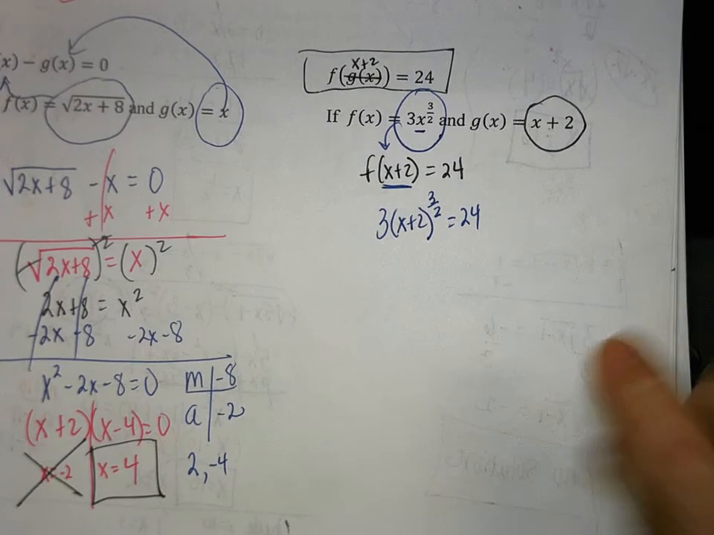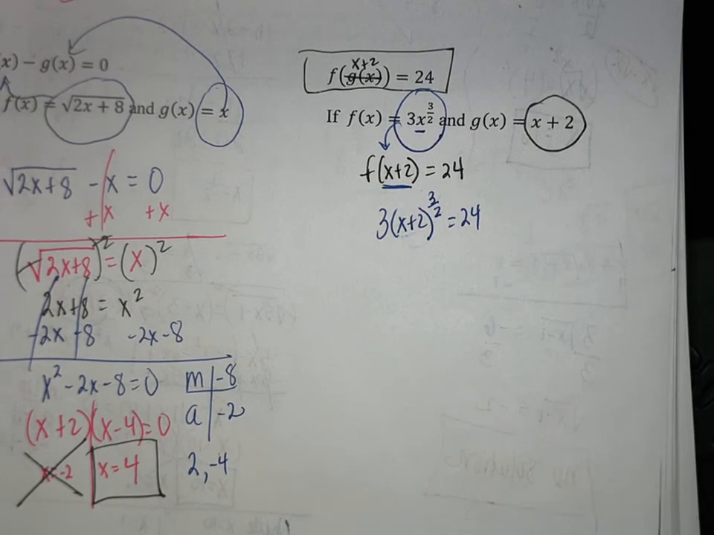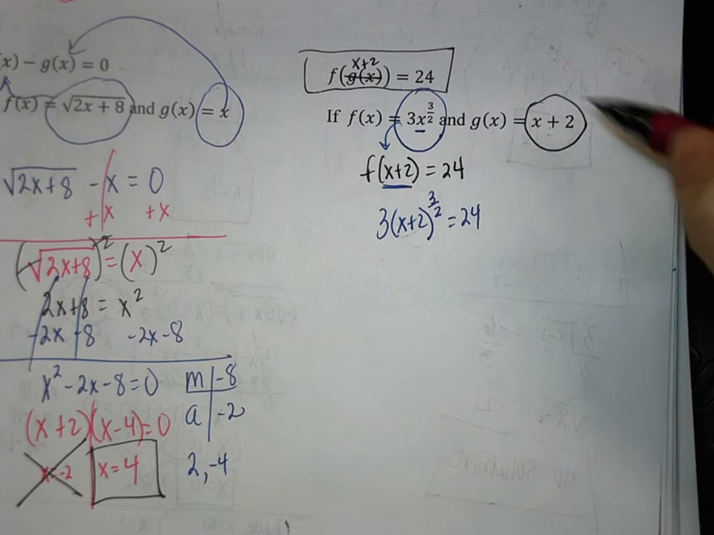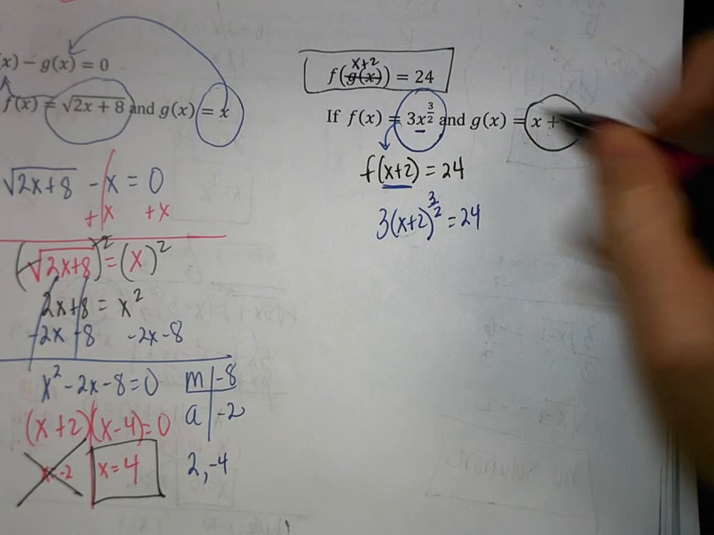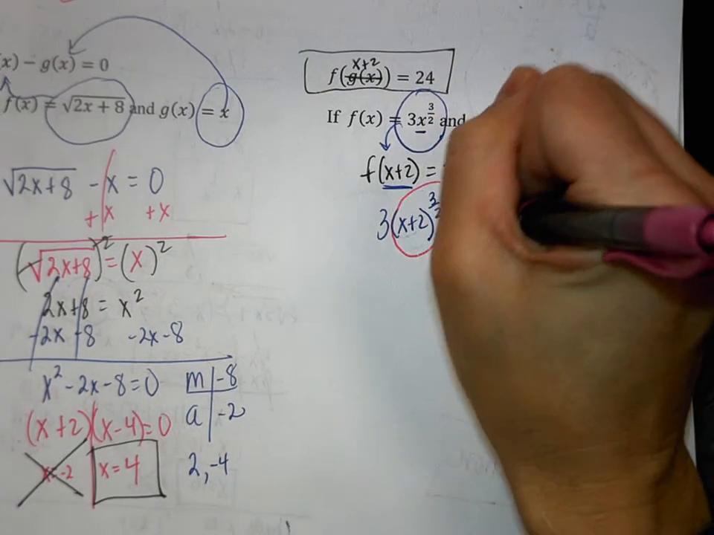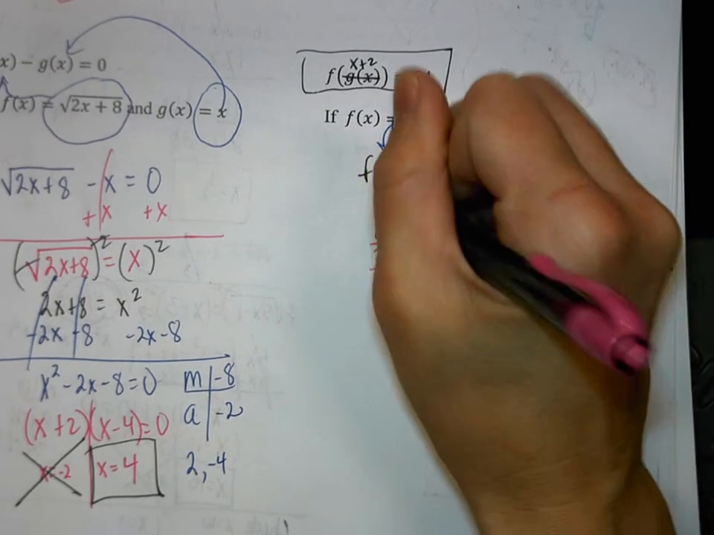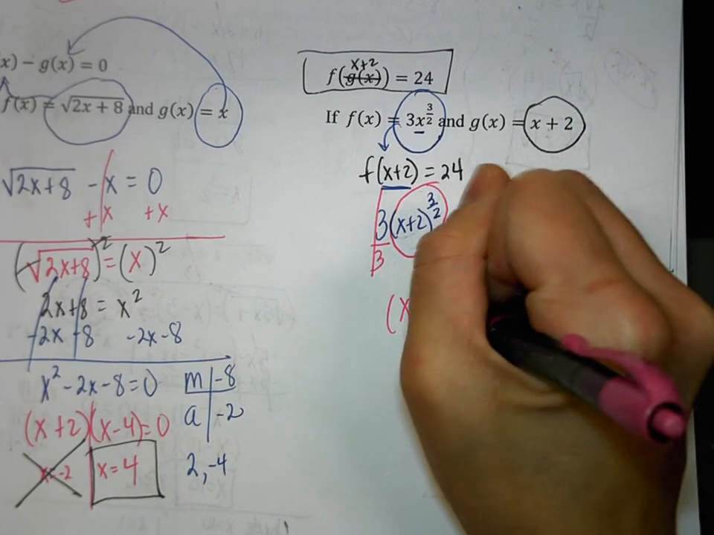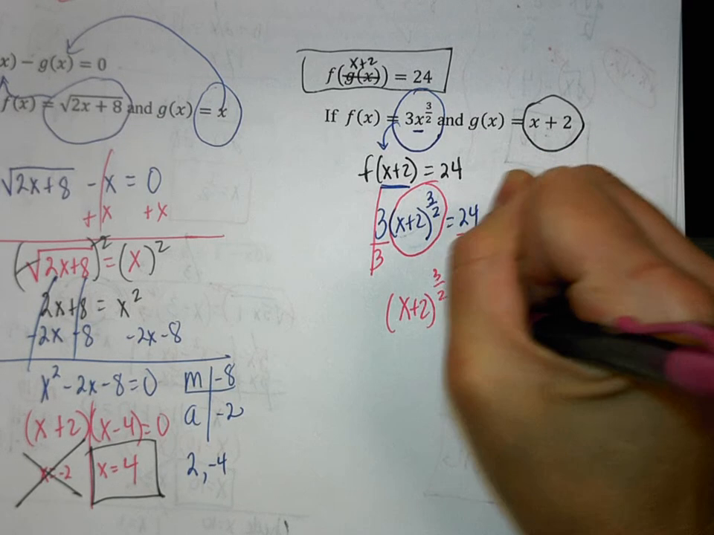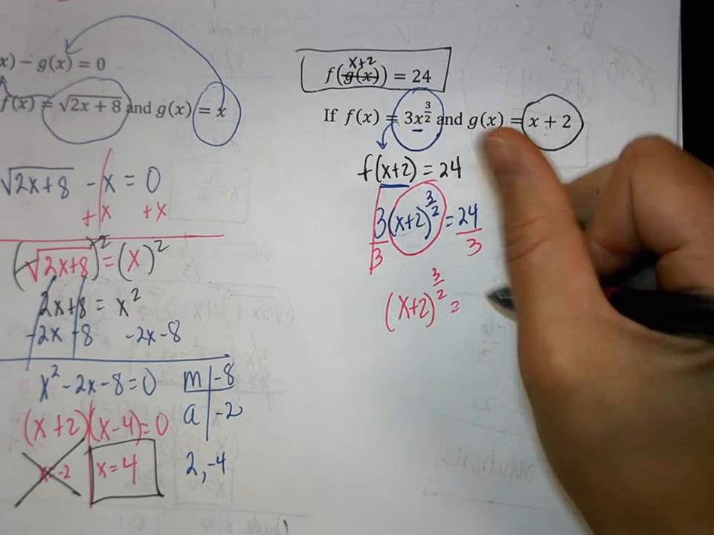You want to get this piece right here by itself. So what would I do? Not distribute the 3. You want to get this right here by itself? Divide by 3. I have x plus 2 to the 3/2 equals 24 divided by 3 is 8. What now?